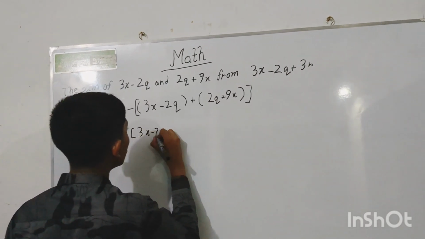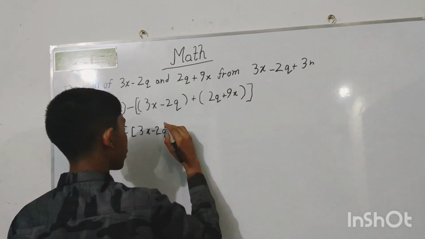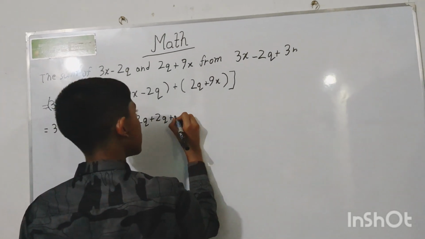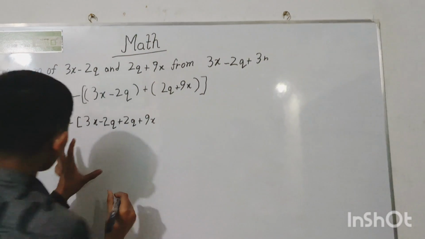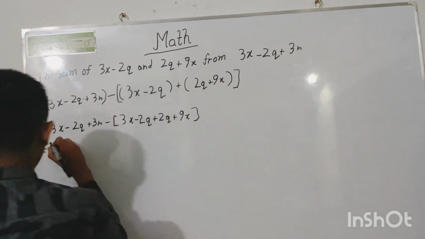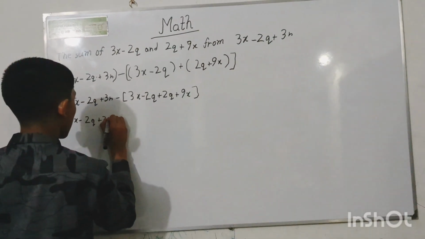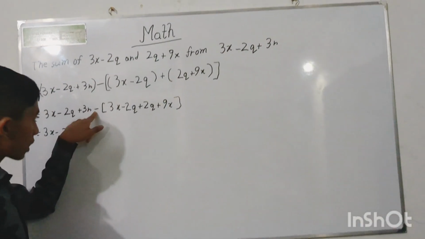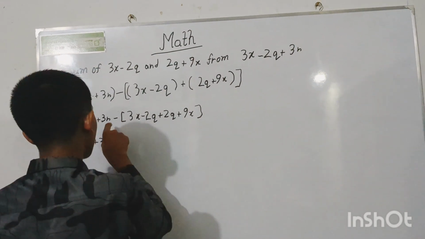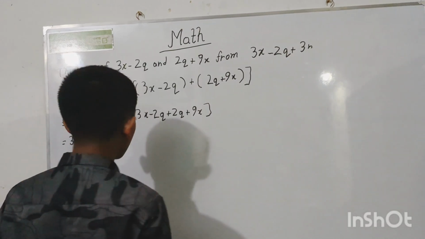3x minus 2q, and here is a plus sign, so I'll write this as it's written, plus 2q plus 9x. I just cut the first bracket. Now the second bracket is left. Now I'll cut this: 3x minus 2q plus 3r. Here is a minus sign. That's why I'll change all the signs here, because if I multiply minus with minus, it will be plus in this way.